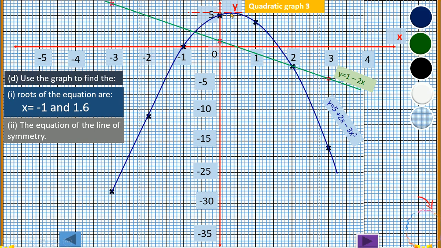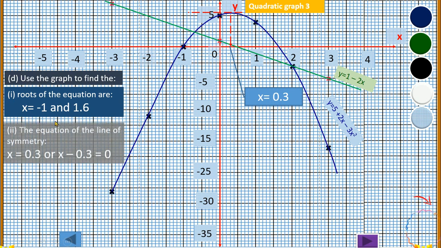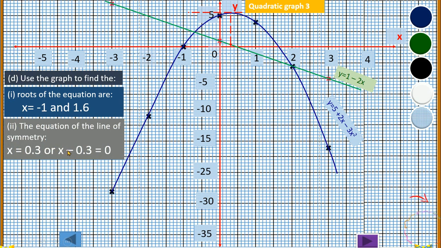Now that horizontal line touches the graph at this point. So now therefore, we look at the value of x at that point. So we drop a vertical line from here to the x-axis. That will give us 0.3, 0.1, 0.2, 0.3. So the equation of line of symmetry is x is equal to 0.3, or x minus 0.3 is equal to 0. So any of these will go for the answer. Then we're going to go straight to the third question.